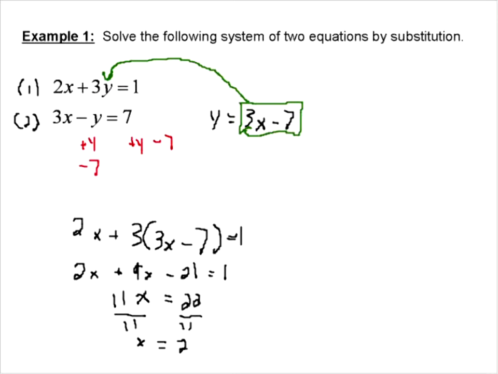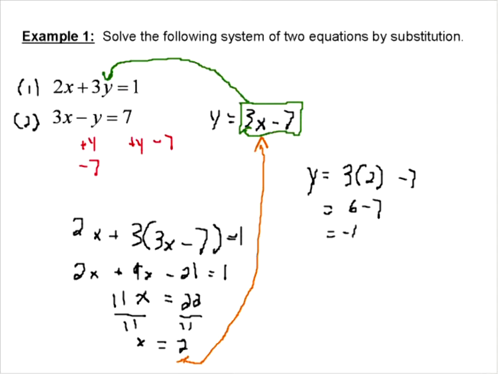So now we have to find y. So what we have to do now is take this value of x and put it in for x. So we're just going to put it back into that equation. Because when we put that in here, we're going to get y is equal to 3 times 2 minus 7, which is going to be 6 minus 7, which is going to equal negative 1. So our solution is 2 and negative 1.